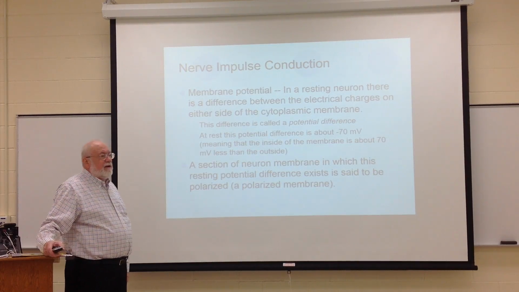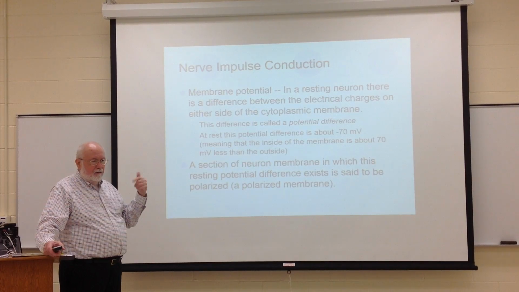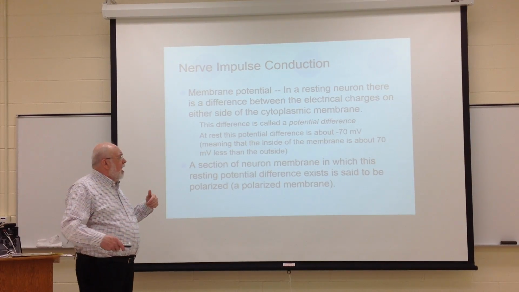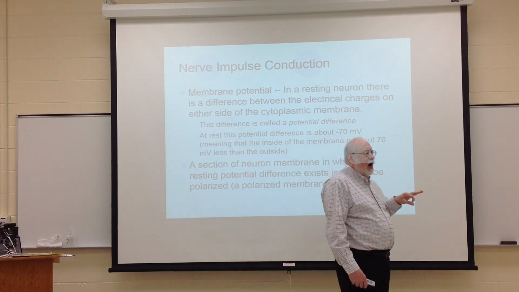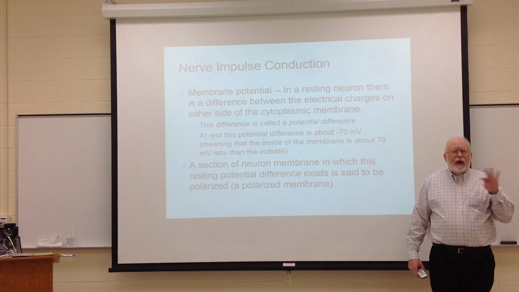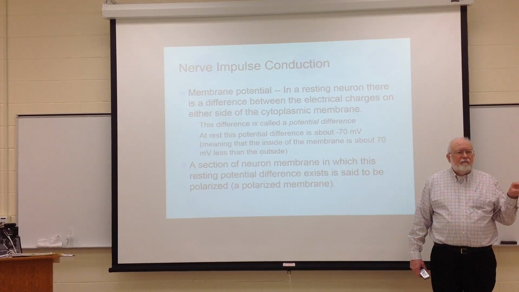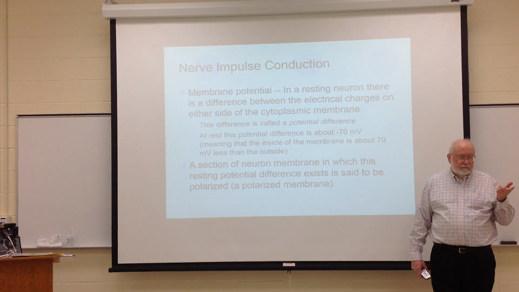And if it's negative 70, then it's more negative inside the cell than outside. Now, why? How do we account for that? Well, obviously because of the way in which ions get distributed across the membrane. Remember that the membrane is the phospholipid bilayer. Ions aren't going to directly get through that because they're surrounded with water molecules. They're going to have ion channels to let them in and out.